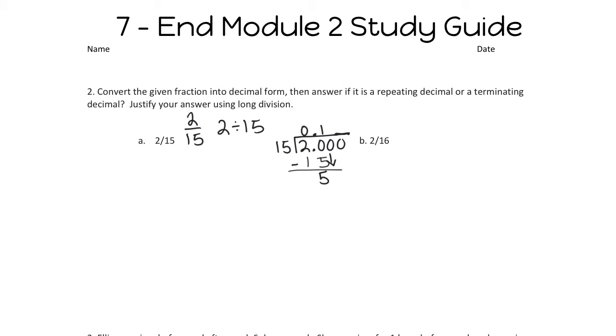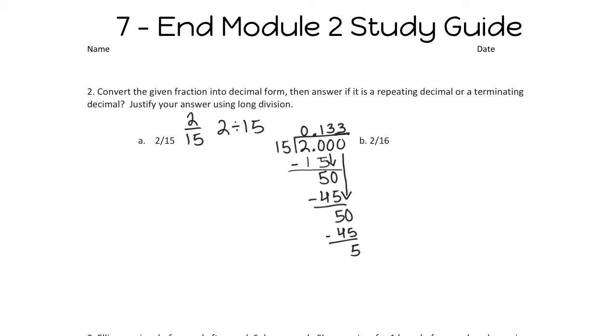Then I'm going to bring down a 0 here. And I have 50. How many times does 15 go into 50? And that is 3 times. When I have 15 times 3, it is going to give me 45. And then I'm going to get 50 minus 45. That's going to give me 5. I'm going to bring down my other 0. I have 50 again. How many times does 15 go into 50? That is 3 times. I know that 15 times 3 is 45, and I'm going to get 5 again.